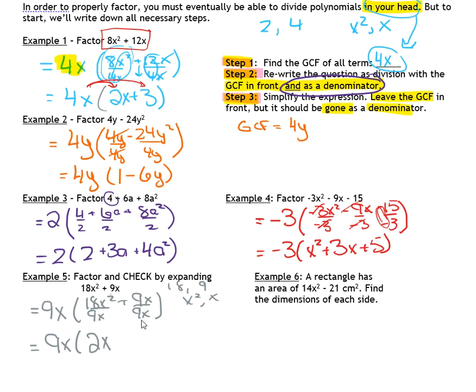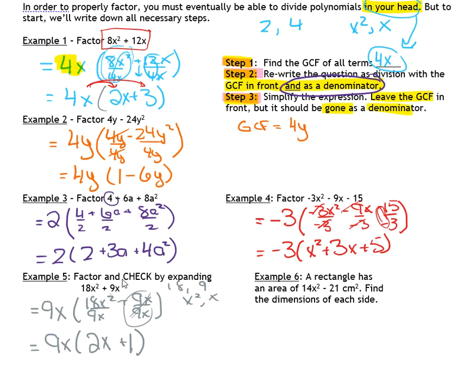And here's where students, even in grade 12, make this mistake. They just say, oh, 9x divided by 9x, that's gone, so I'm just going to close the bracket. That's wrong. 9 divided by 9 is not 0. 9 divided by 9 is 1. So, plus 1.